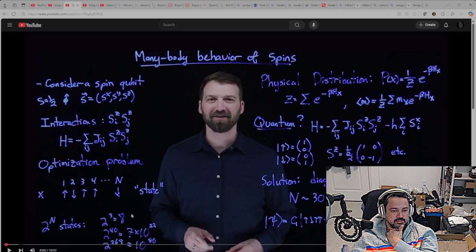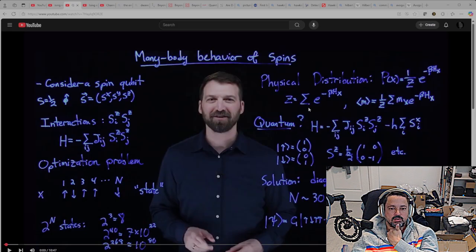2 to the n states. So if you go to 40, it's roughly 10 to the 22. Physical distribution: the probability is 1 over Z, Boltzmann constant. Right, that's the Hamiltonian of x. It's the distribution.